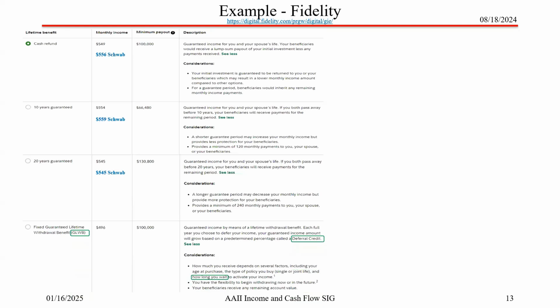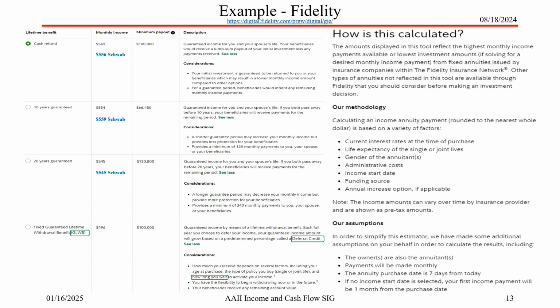You have to read this carefully to find out exactly how this works. But the fact is, if you look at the monthly income and minimum payout, it doesn't seem to be that attractive. That's just my first glance, without actually reading the fine print. Now, they also tell you how they calculate that. And here's their methodology, and here's their assumptions.